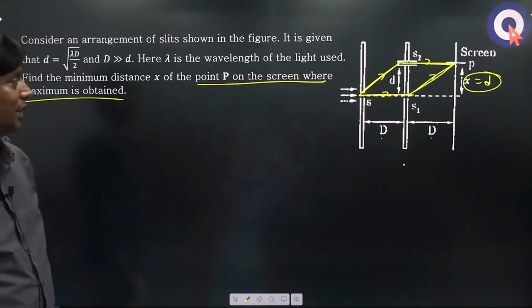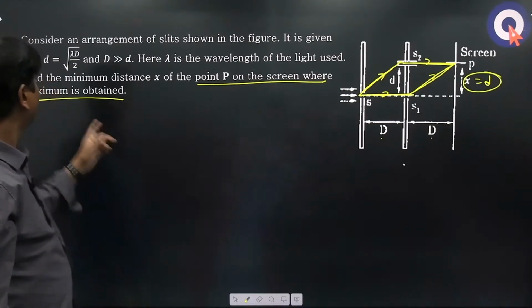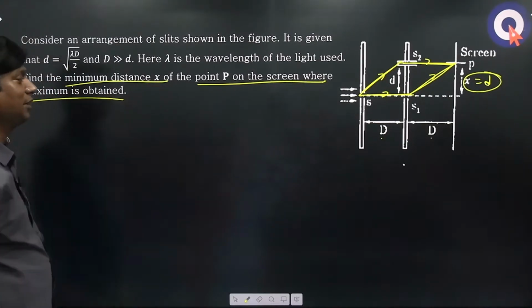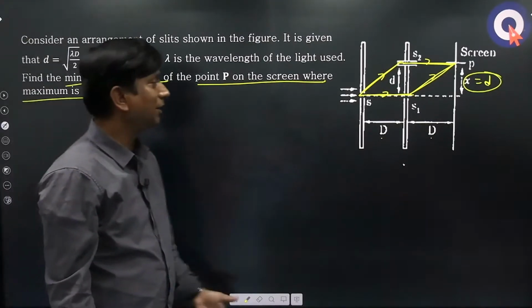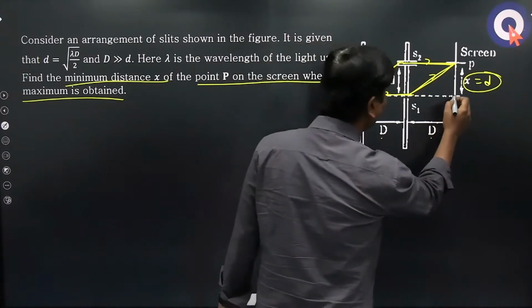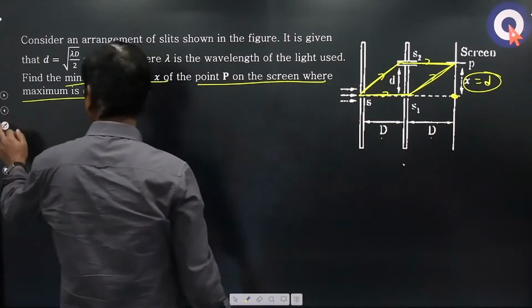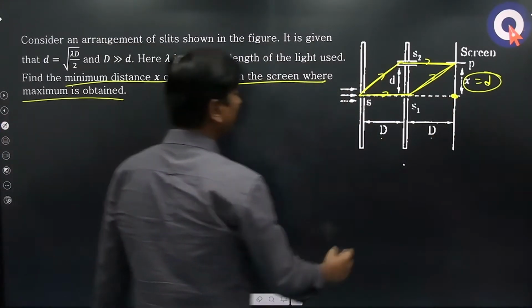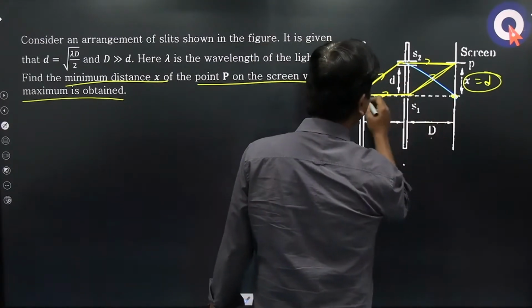So directly the minimum distance x of the point P on the screen where the maxima is obtained. Right or not? Now let us also calculate what you are going to get here first of all. So what is that you are going to get here? That one will come out like this, then this will come out like this.